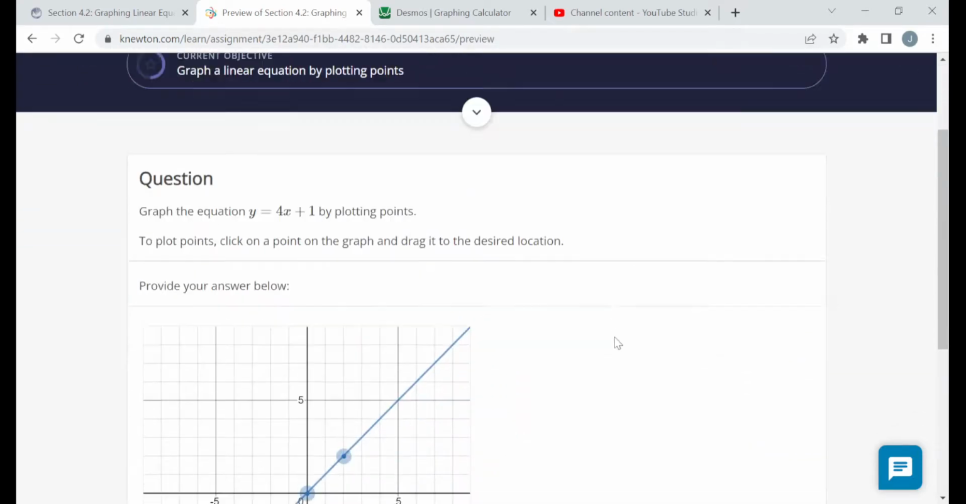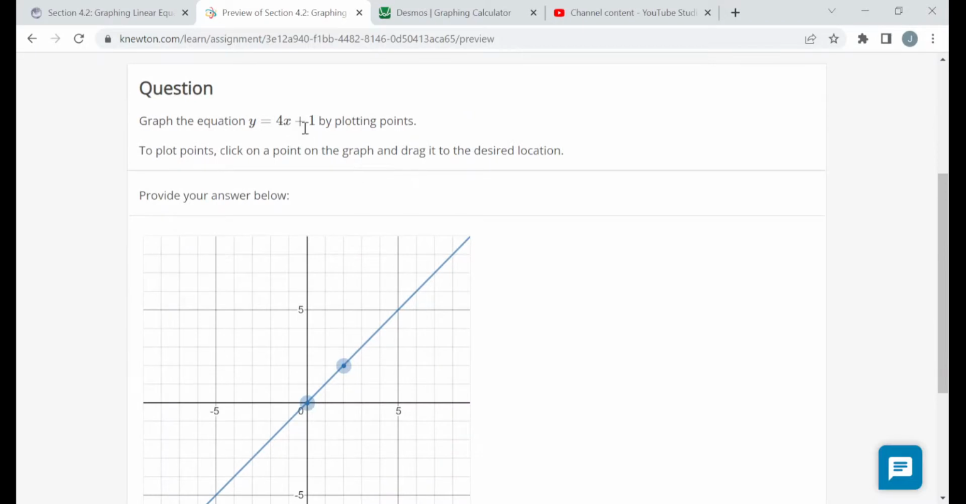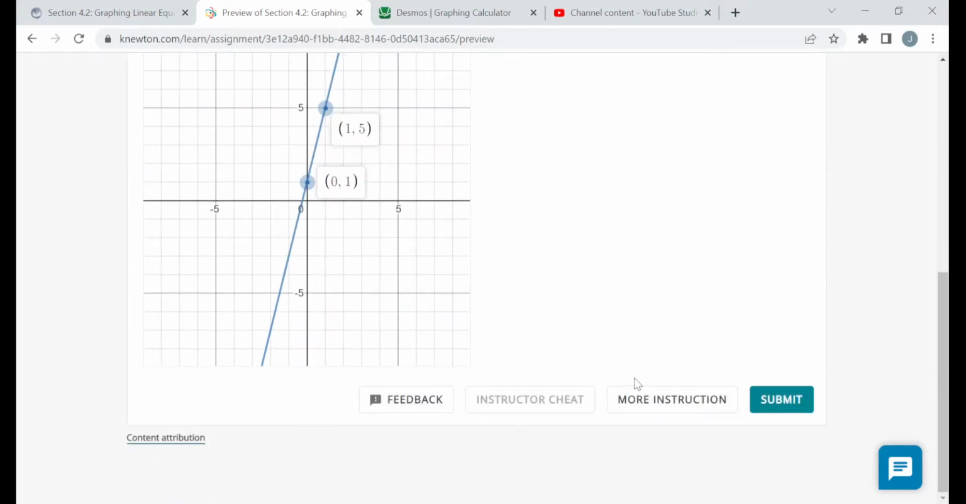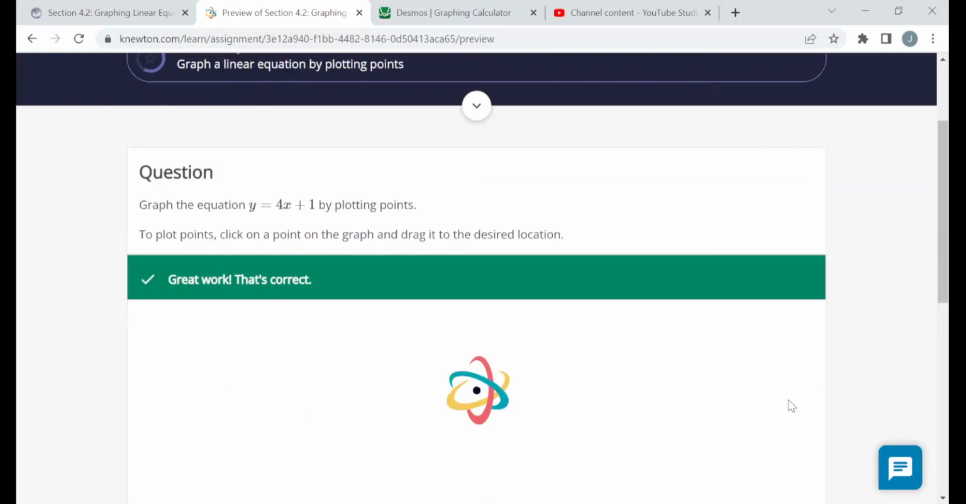Graph by plotting points. Obviously, if x were 0, y would be 1, so 0, 1. And if x were 1, y would be 5, 4 plus 1. So 0, 1, and 1, 5 are points on the graph. Just make sure I got them in the right places. And then the rest of the solutions should fall on that same line. Very easy.